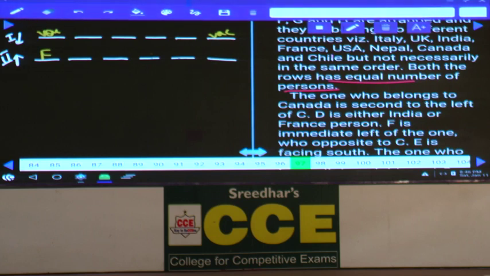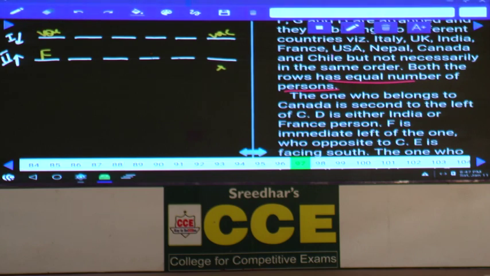The one who belongs to UK is to the right of F. F cannot be here as well. Finally, we have only one possibility for this F. Now follow here. No person is at the extreme ends of row 1 means row 1 extreme ends must be vacant. That means F cannot be in row 1. F must be in row 2.